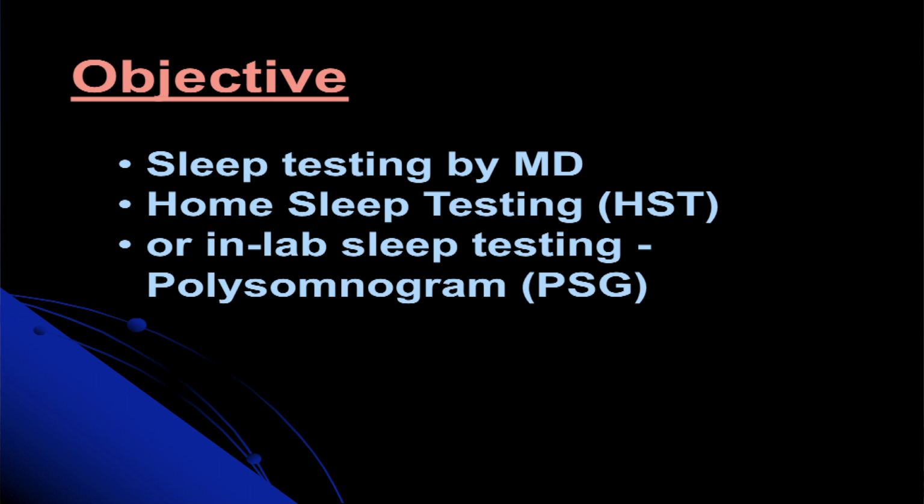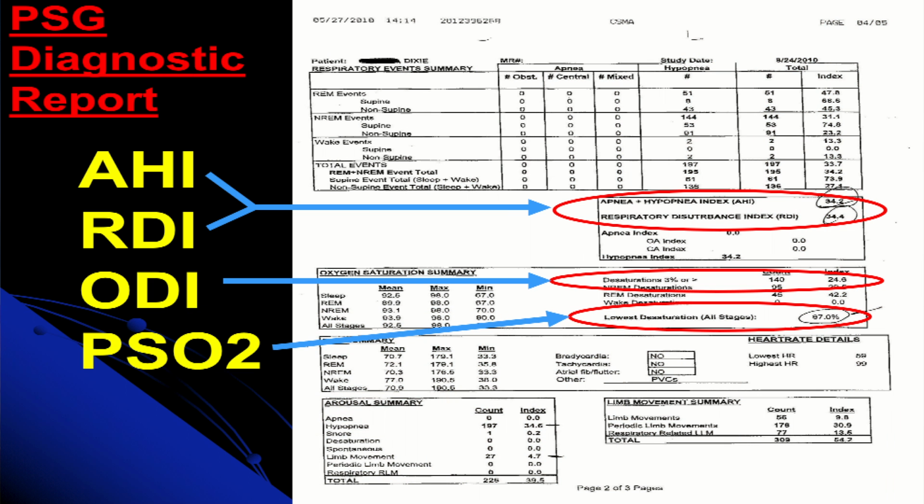Objective, like I said, is sleep testing by the physician, home monitoring, in lab. Whatever they decide to use, they can use it. They know the rules of testing and they know what needs to be done in order to facilitate the actual diagnosis. And then they will generate a report, and you will get the report, and this is what the report is going to look like. This is a sample one.